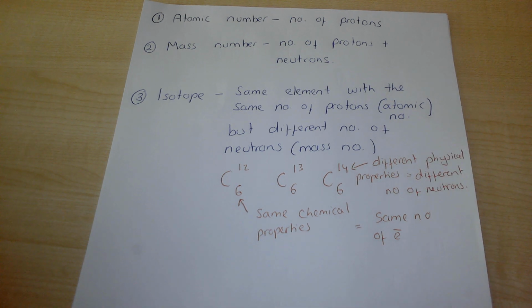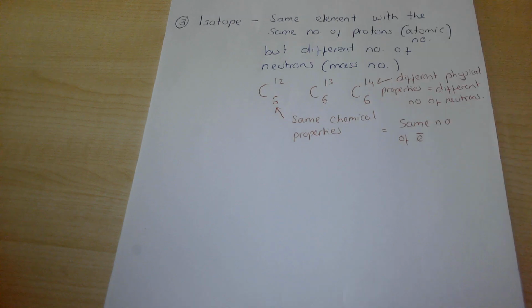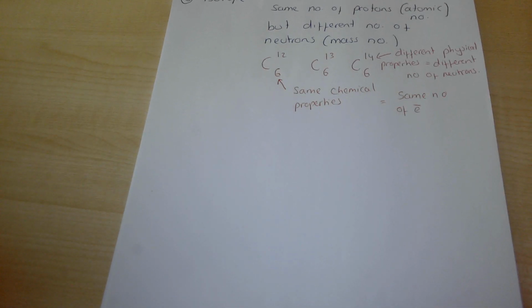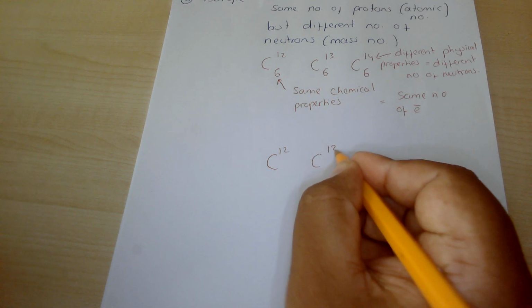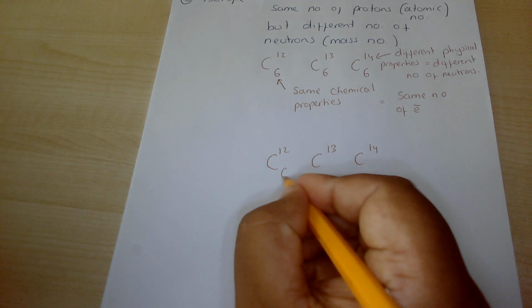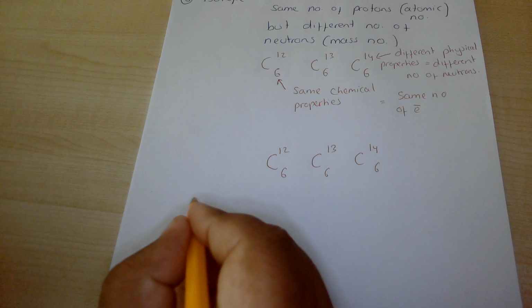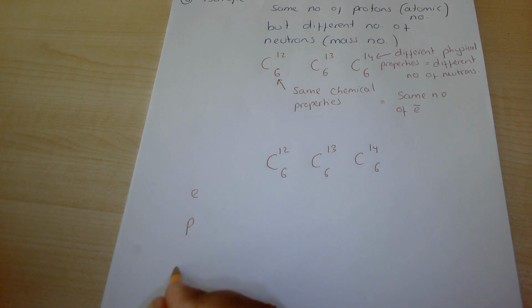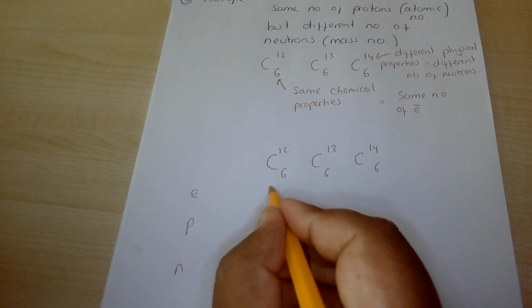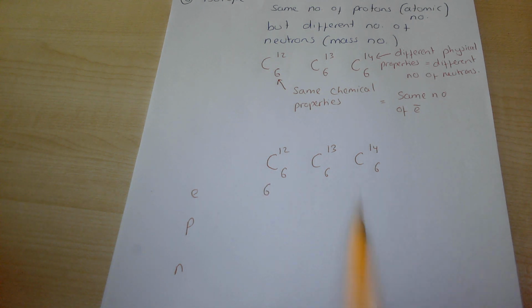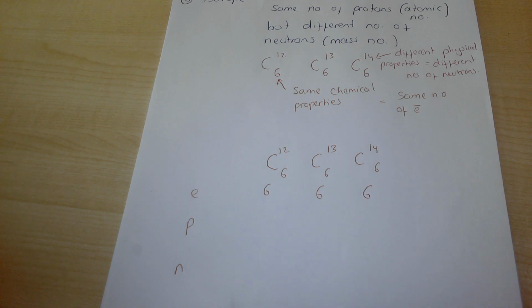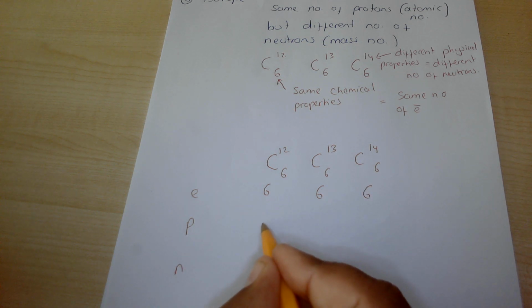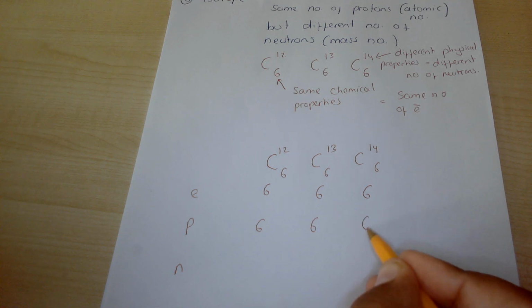I will now calculate the electrons, protons and neutrons just to show you how this works. So if I have carbon 12, carbon 13, carbon 14, we got 6, 6, 6, and I want to calculate the electrons, protons and neutrons. The electron number of carbon is going to be the atomic number, so it's going to be 6. Notice that they're all 6, so it's going to be 6, 6, 6. The proton number is equal to the electron number, so 6, 6, 6 again.